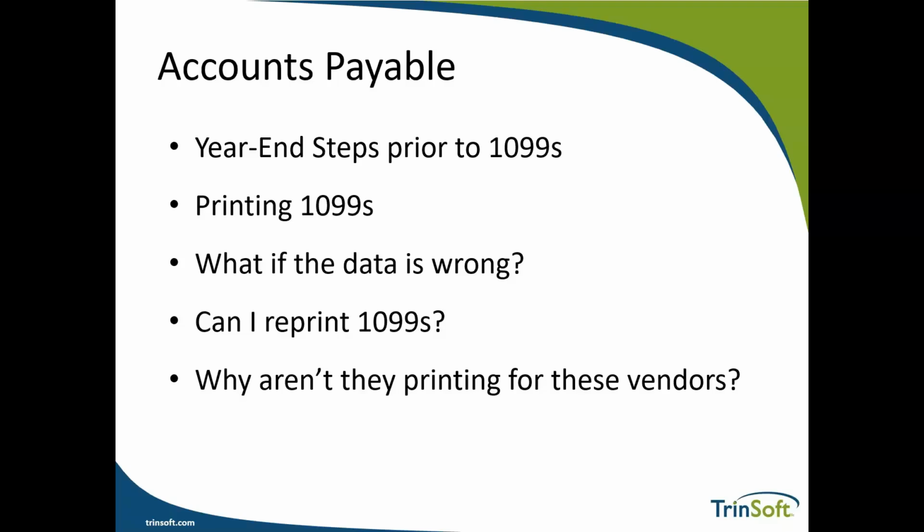Now, a few common questions that always come up this time of year. First, if the 1099 data is wrong, what do we do? The user does have the ability to make adjustments through the vendor ledger entry window. Secondly, can I reprint 1099s? Yes, users have the ability to reprint as needed. Next, why aren't they printing for these vendors? A couple things to keep in mind there. If 1099s aren't printing, we would encourage you first to check the EIN setup, and then secondly, the 1099 type on the vendor to make sure that the setup is correct.